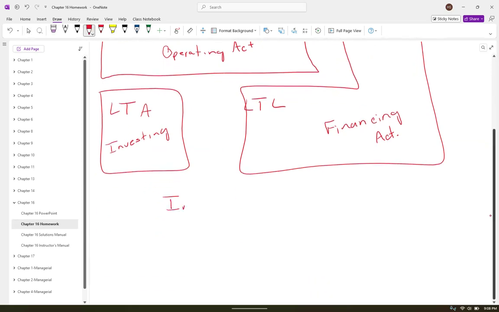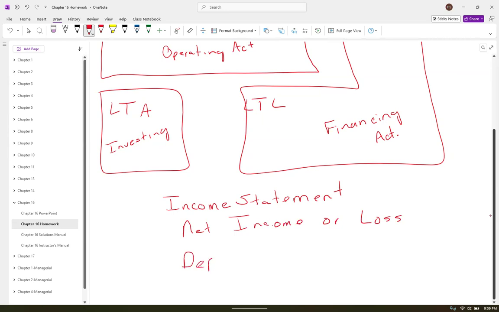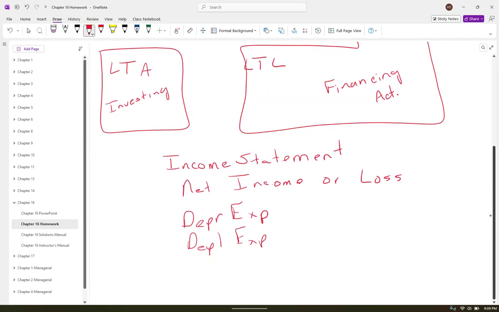Let's look at the things that are going to be on the income statement that we need, okay? We'll need net income or net loss, any depreciation expense, depletion expense, or amortization expense. Okay. If you'll remember, we depreciate property, plant, and equipment, we deplete natural resources, and we amortize intangible assets. Okay. All of these things off of the income statement, those are also going to be operating activities.